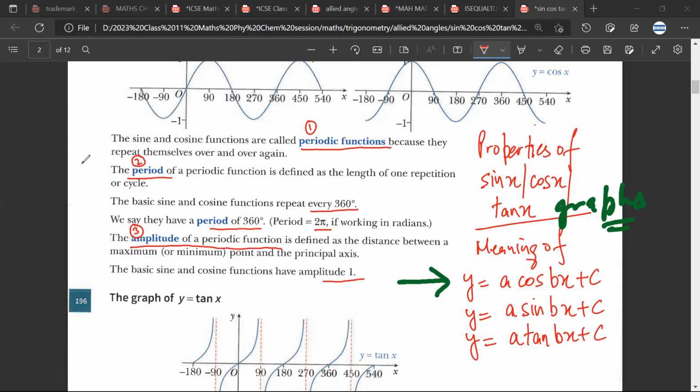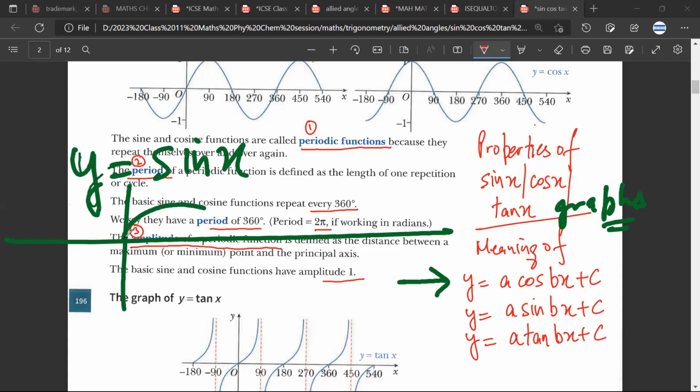So basically, what I'm trying to say is that if you see y is equal to sin x, I hope now you have understood that y is equal to sin x is a simple graph which looks like this. Have you understood this part?